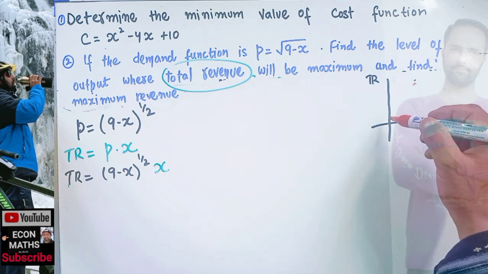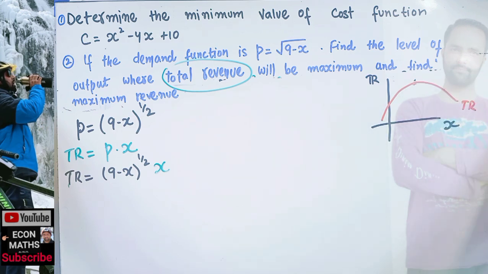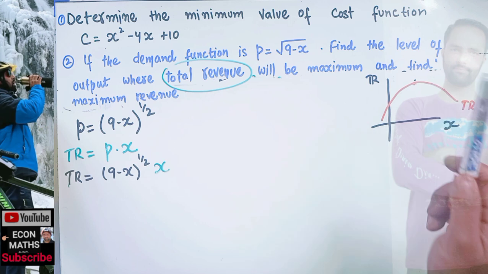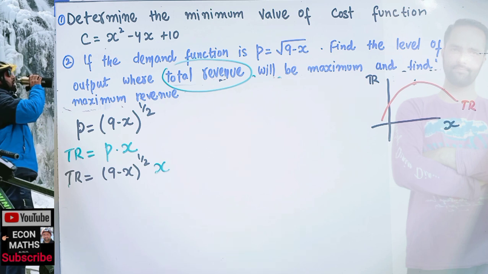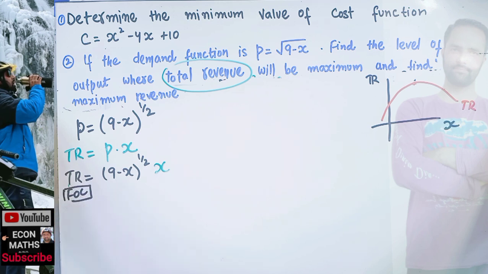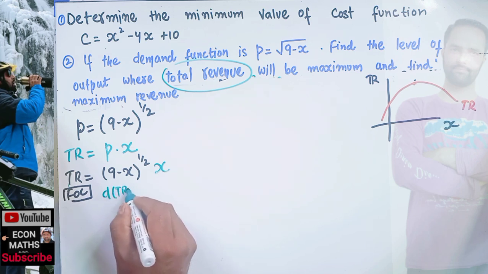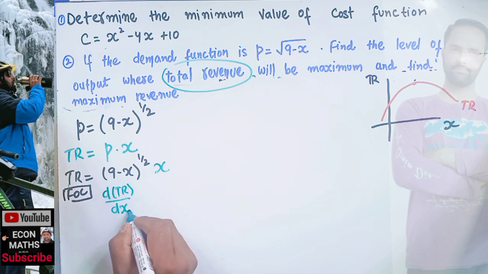Its graph will look like this. Okay, this is the total revenue function. We need to find the level of output where total revenue will be maximum. Again, we need to find the slope, the point where the slope will be equal to 0. So the first order condition, which is the same for minimum or maximum, requires that the derivative of the total revenue function with respect to output should be equal to 0. This is the first condition.